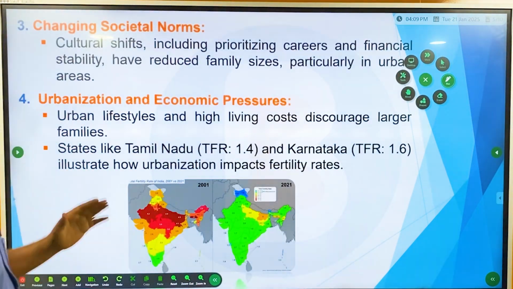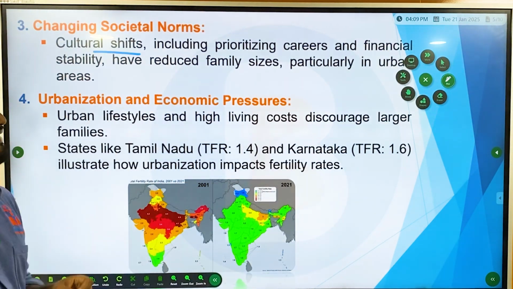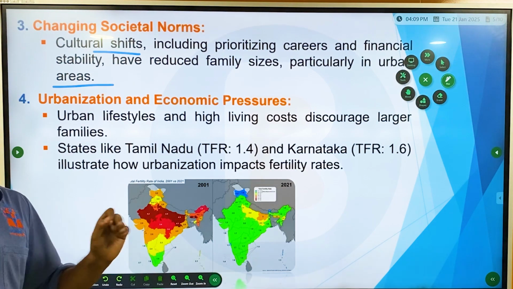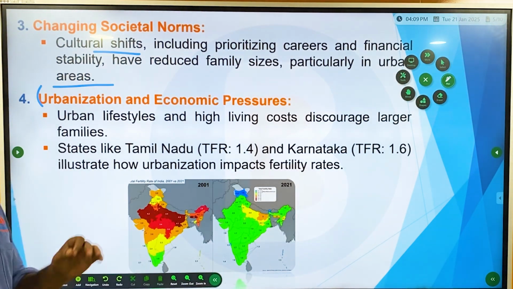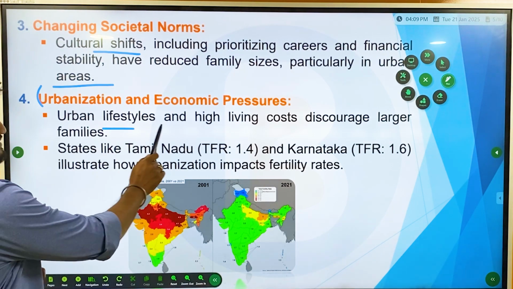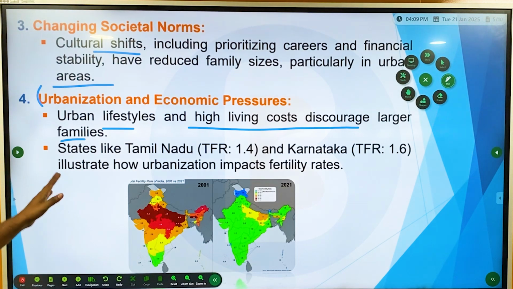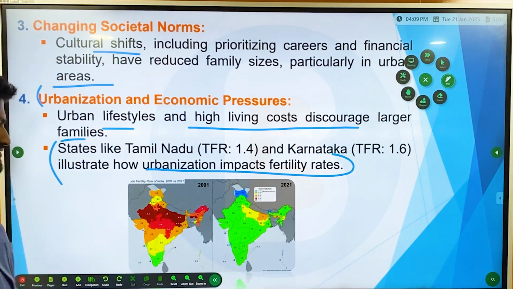Then changing societal norms, that is, cultural shifts, including prioritizing careers and financial stability, have reduced family sizes, particularly in urban areas. And finally, urbanization and economic pressures. Urban lifestyles and high living costs discourage larger families. States like Tamil Nadu and Karnataka illustrate how urbanization impacts the fertility rate.